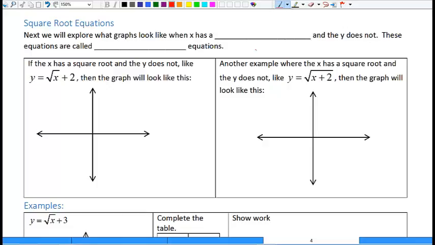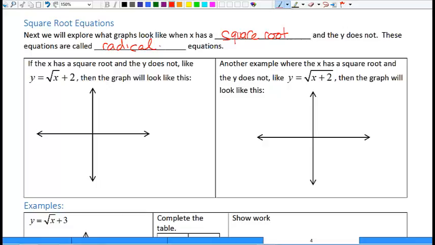Okay, the last type of equation that we're going to cover today is the square root equations. We want to explore what this graph looks like when the x has a square root and the y does not. These equations are called radical equations.